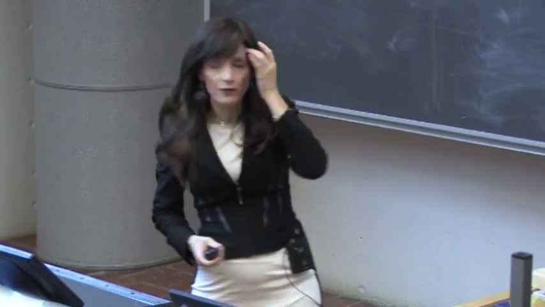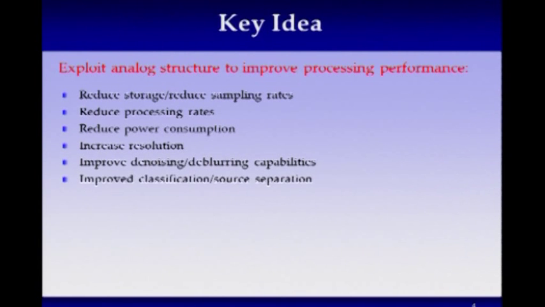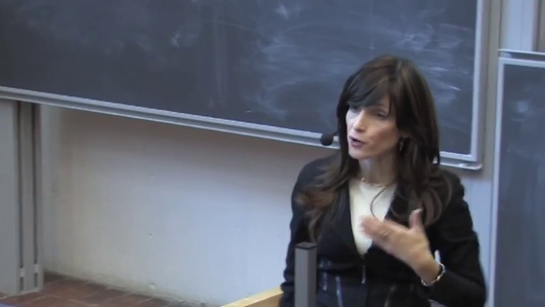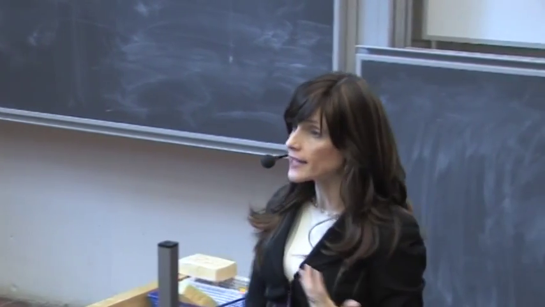So we're going to be focusing on sampling rate, which of course has to do with power consumption, storage. If I reduce the rate, I'll reduce the power and the storage. But I do want to point out, and we'll talk very briefly about this, that if you know how to reduce sampling rate by exploiting structure, you could get other benefits as well. So you could exploit the structure, for example, to get better resolution, to get better denoising capabilities.